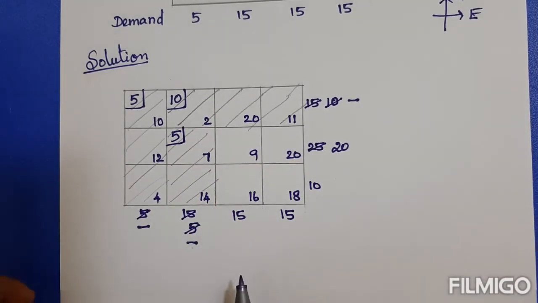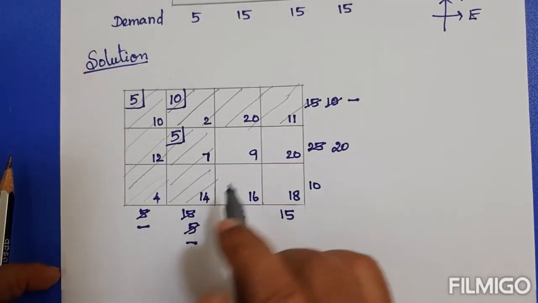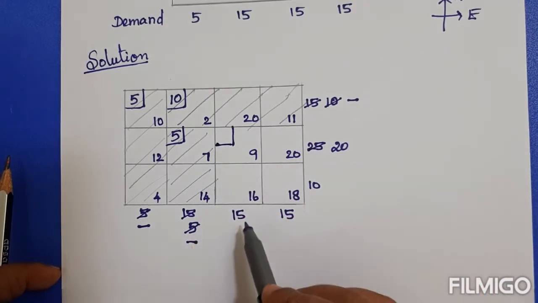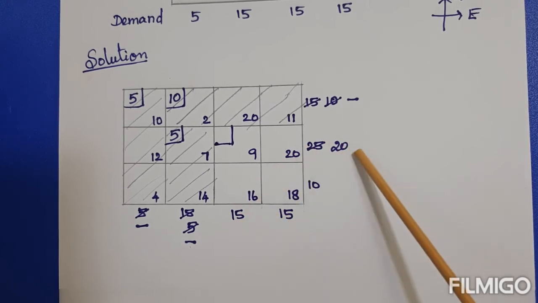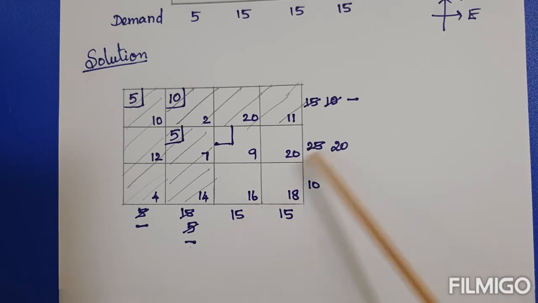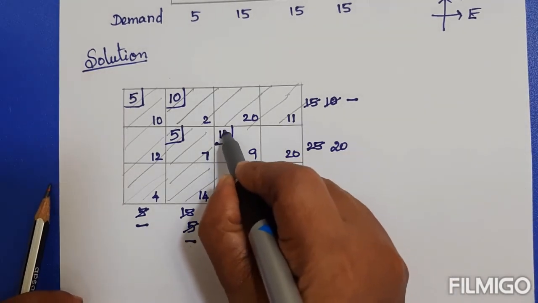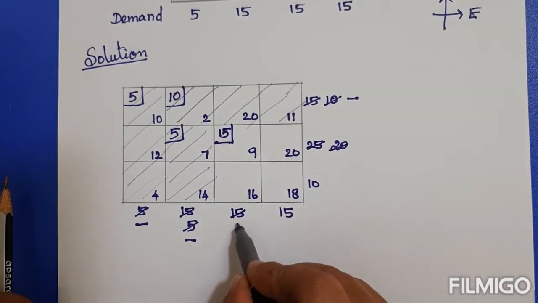Now we have to find out the northwest corner cell among the remaining cells. Here I made a box. Here the allocation is the minimum of 15 and 20. The demand is 15, the supply is 20. Minimum among these two is 15. So I put here 15. Cross out this and cross out this.